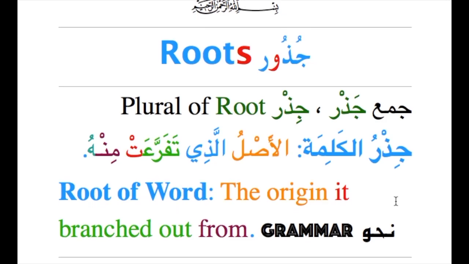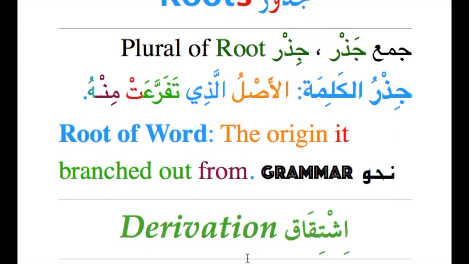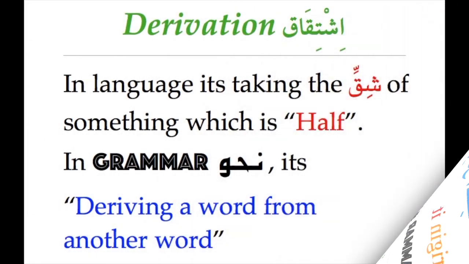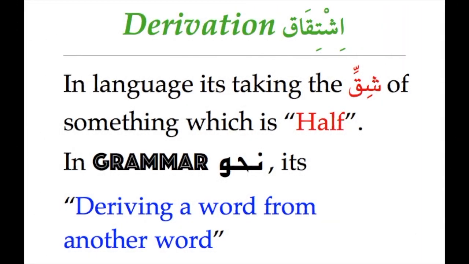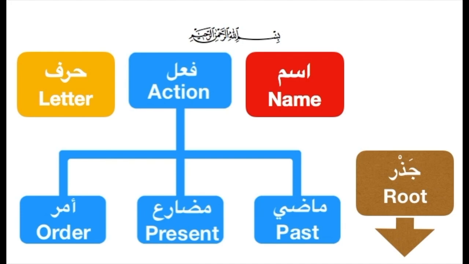And that brings us to our next concept, which is called derivation. In Arabic, اشتقاق. Ishtiqaq, or derivation in language, is taking the shiq of something. And shiq means half. In grammar, it's deriving a word from another word. Those concepts are better understood with examples.